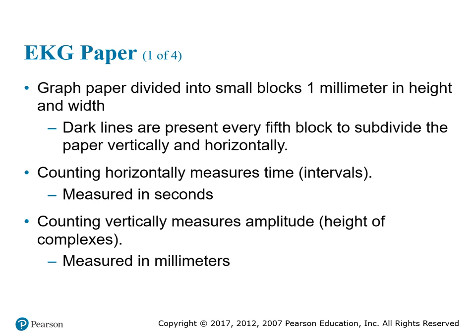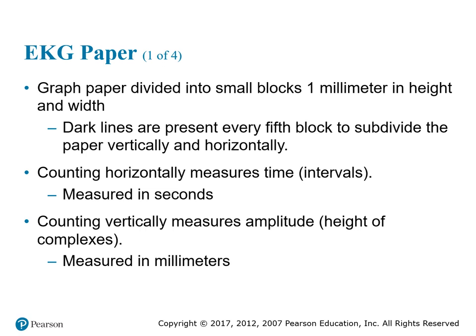Next, we'll talk about EKG paper. As you know, when we do a printout of an EKG rhythm, you have 12 different lines. On those lines, you have squares, big squares and little squares, which make up a whole 6-second EKG strip, which is what we call a 12-lead EKG printout. This is how we're going to measure our intervals and our amplitudes.